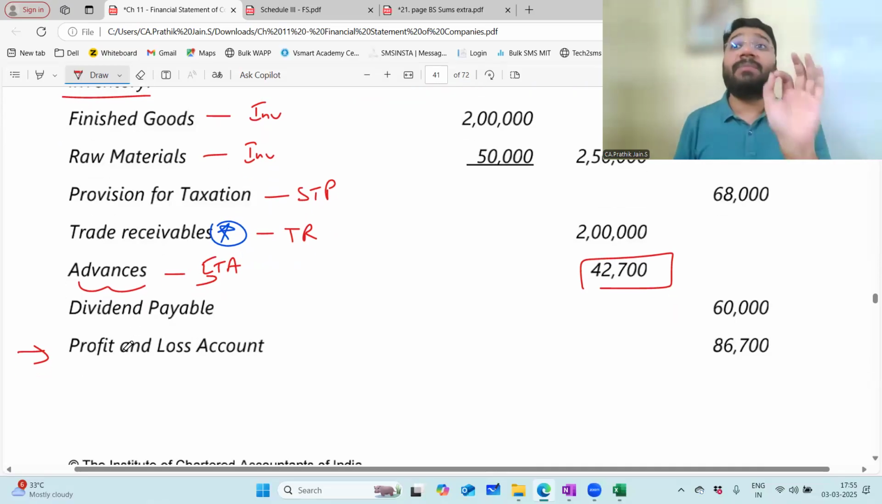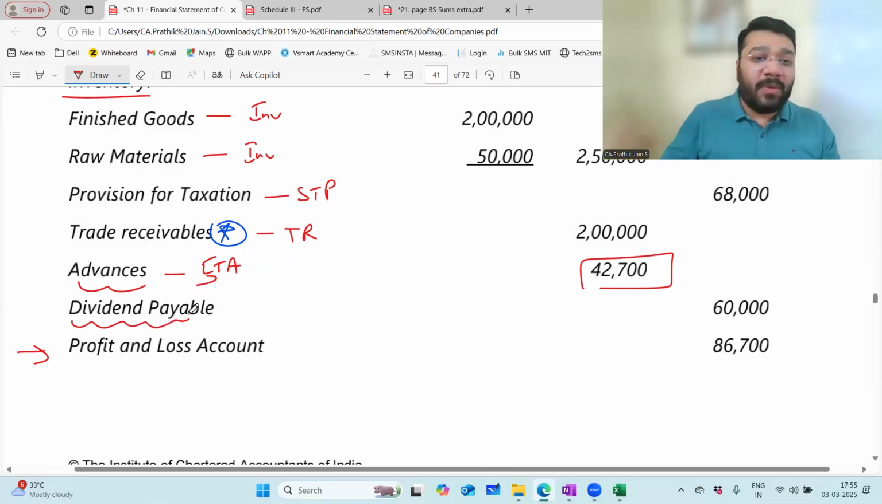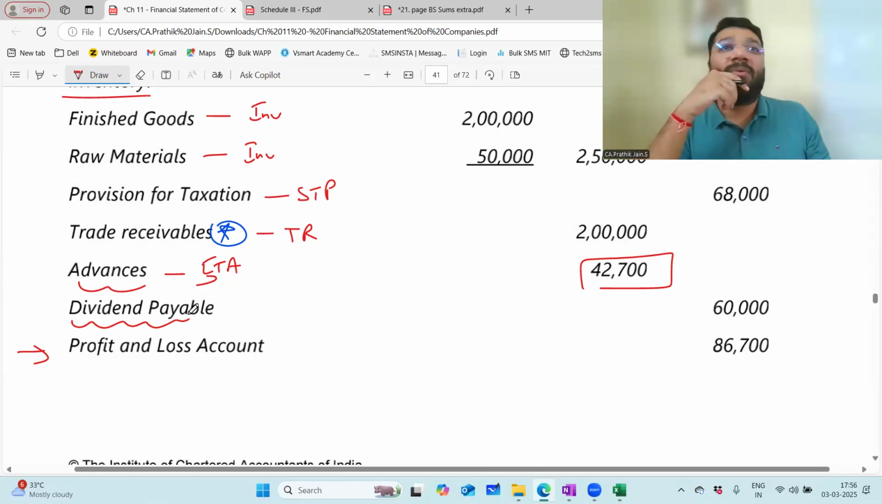If it is coming, let it be very clear. Because for a clear question, we know the clear answer. For a non-clear question, the answer will be confused. Dividend payable. Oh my God, what is this, sir? What is dividend payable?